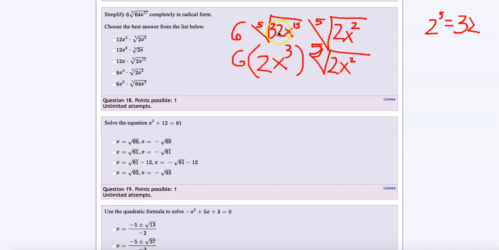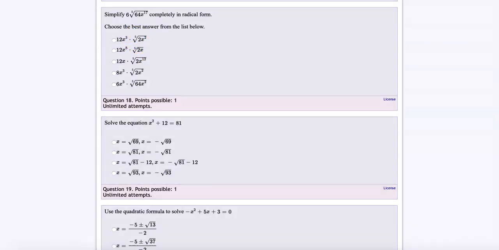And that's because the 5th root of 32 is 2. And the 5th root of x to the 15th, you just do 15 divided by 5, and that's x cubed. So now we have 6 times 2, which is 12. Okay, so that's going to be one of these 3. And then x cubed. Alright, the only one that has x cubed on the outside is the first one. And then a 5th root of 2x squared, that matches. So make sure it matches all the way across your whole answer.